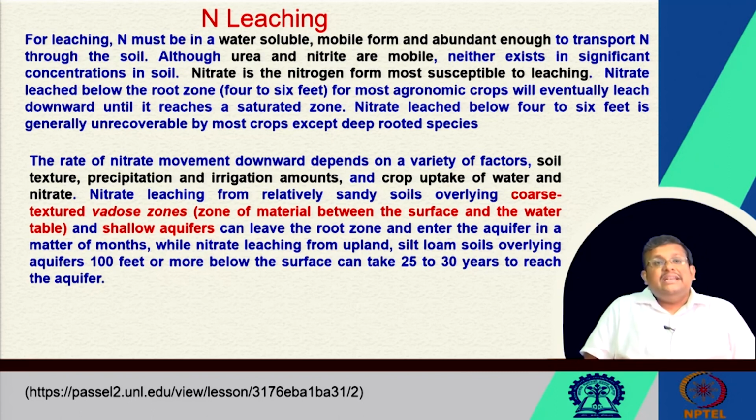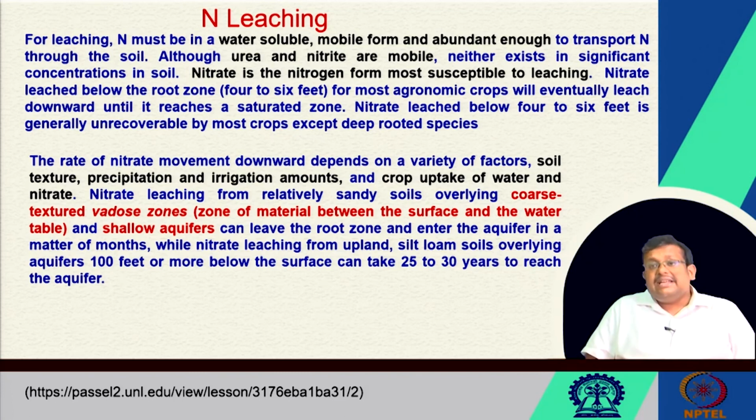Nitrate leached below the root zone, that is 4 to 6 feet for most agronomic crops, will eventually leach downward until it reaches a saturated zone. Nitrate leached below 4 to 6 feet is generally unrecoverable, so we cannot recover it by most crops except deep rooted species. The rate of nitrate movement downward depends on a variety of factors, for example, soil texture, precipitation and irrigation amounts, and crop uptake of water and nitrate.